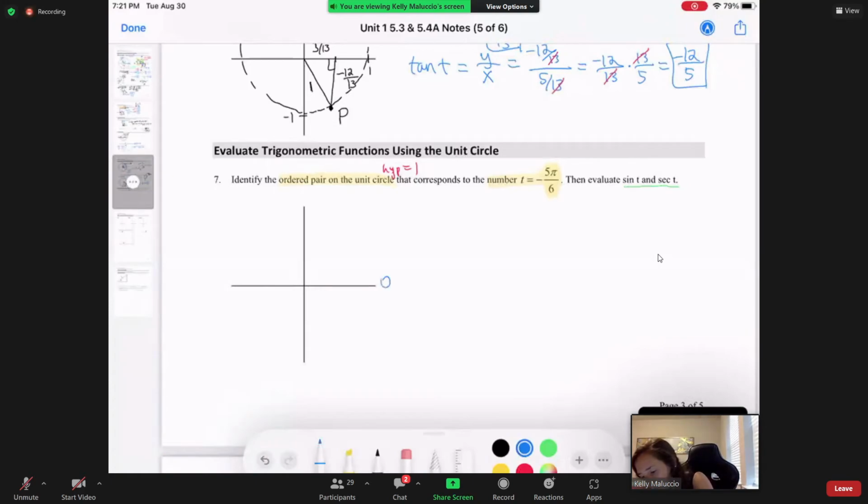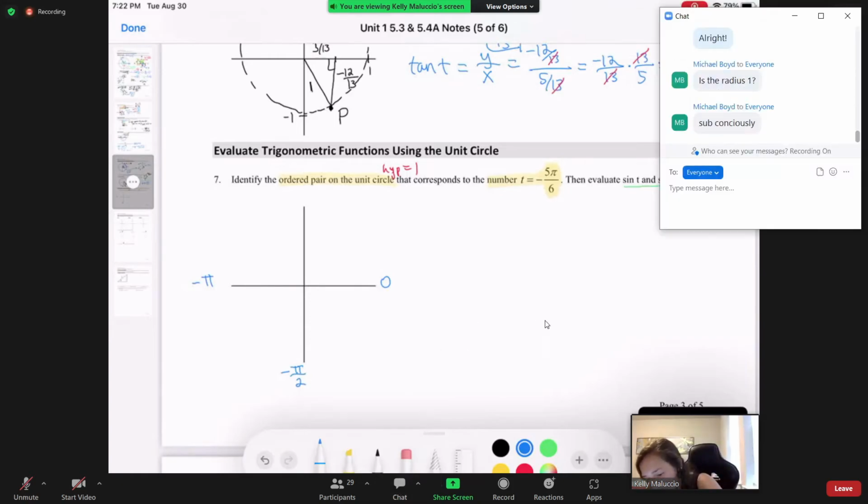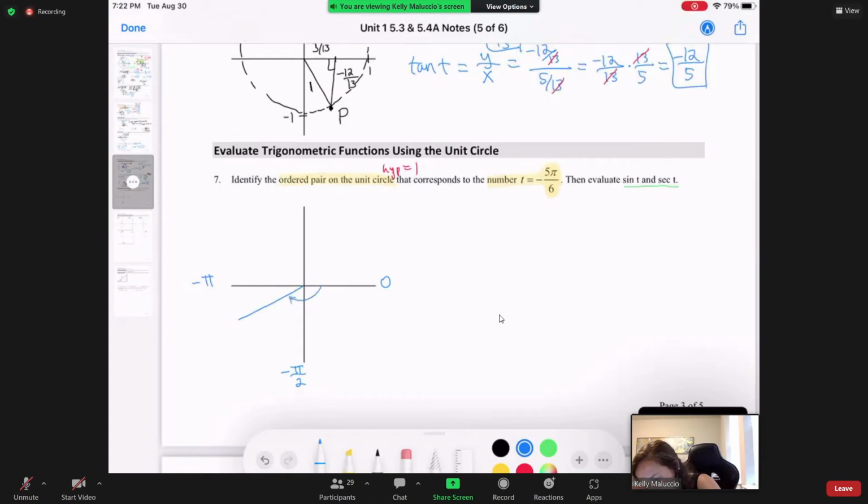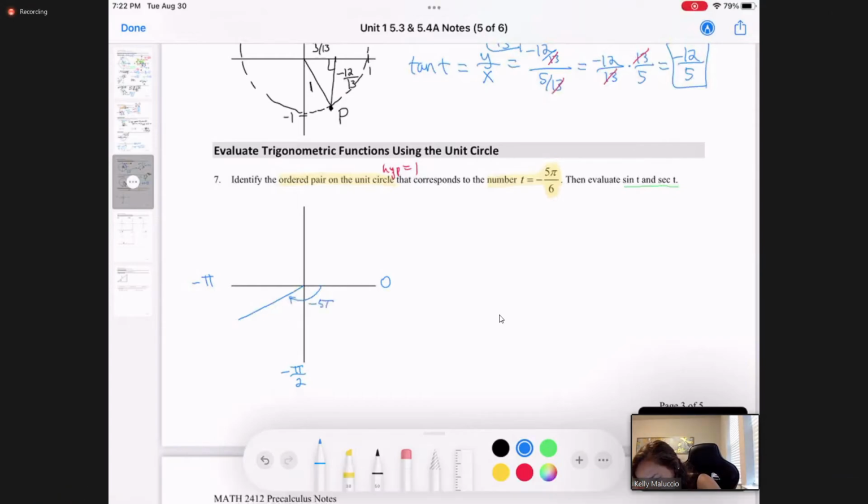So when I have 0, this is radians, but negative pi over 2, negative pi. So negative pi and negative 5 pi over 6 will be very close, because negative pi is like negative 6 pi over 6, right? So it's going to be somewhere here. So this is going to be negative 5 pi over 6.